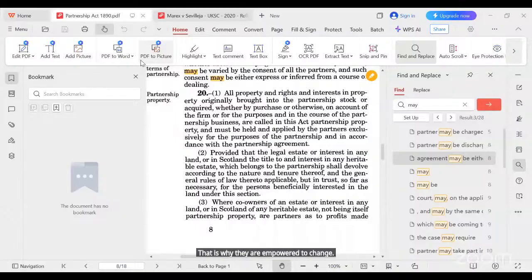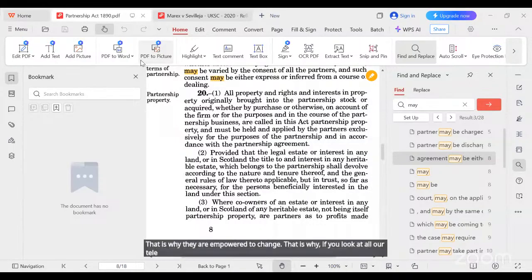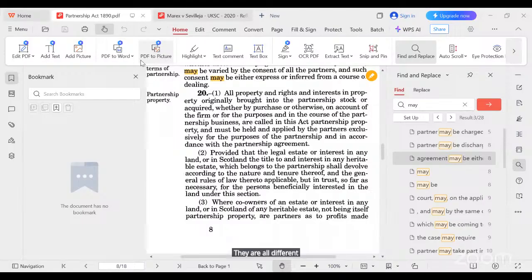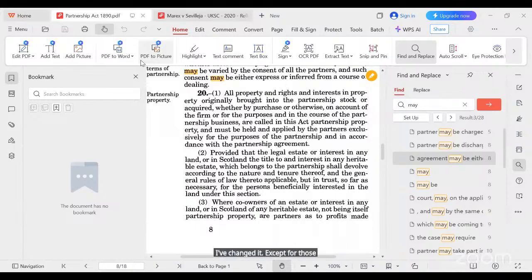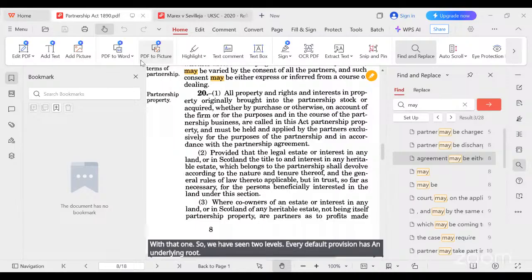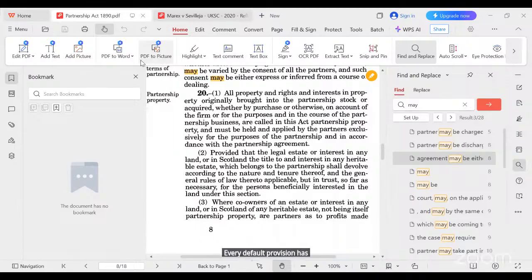That is why if you look at all our telephones today, they are all different from the factory setting, because we have all moved on from it. We have changed it, except for those who don't care. And when you don't care, you are stuck with that one. So we have seen two levels. Every default provision has an underlying rule. Every default provision has an enablement component to allow the users to change it.